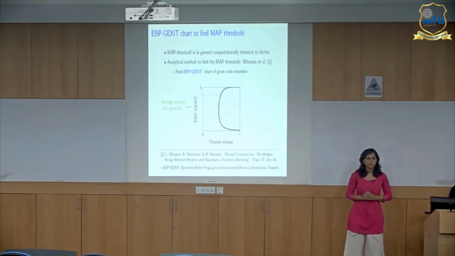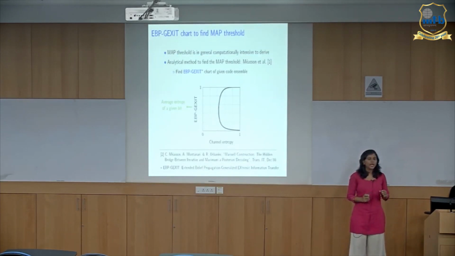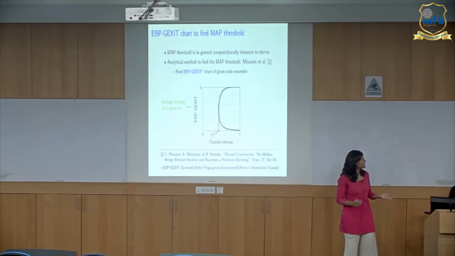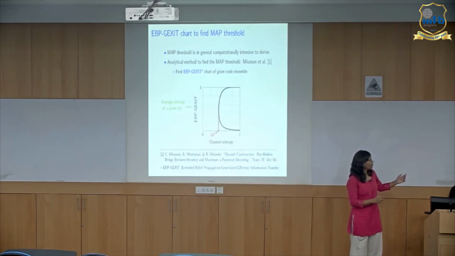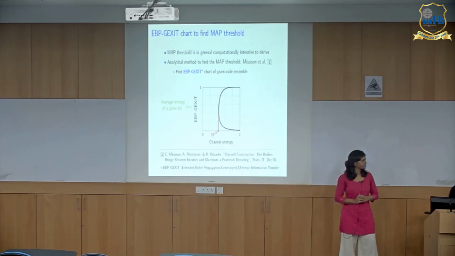Now, what is the speciality of this EBP EXIT chart? The speciality is, you can read the BP threshold, the MAP threshold, and everything you need to know about this code ensemble readily from this curve. And how do I do that? If I want to find the BP threshold, I simply draw a vertical tangential line, and the point where it touches the x-axis provides me the BP threshold.